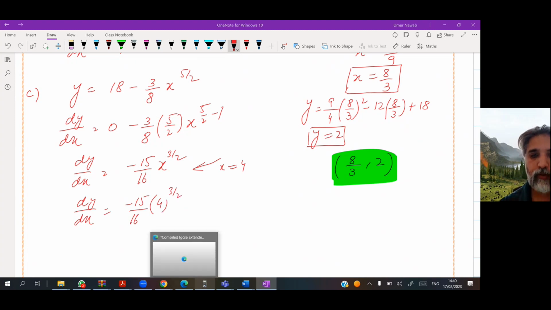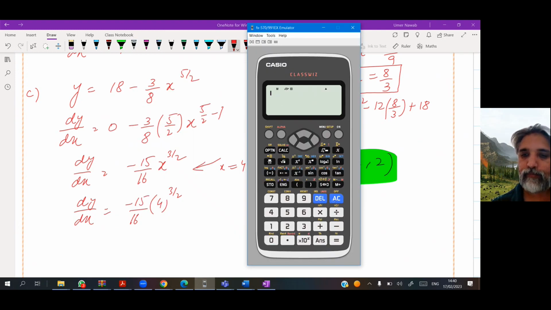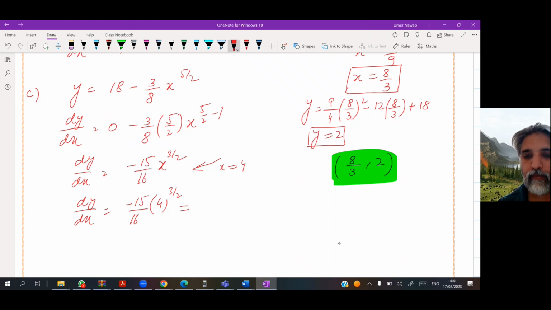Check that. What is the answer coming to you? Minus 15 over 16, raised to the power fraction 3 over 2. It gives us minus 15 over 2. This is dy by dx. I found it. The dy by dx is minus 15 over 2.